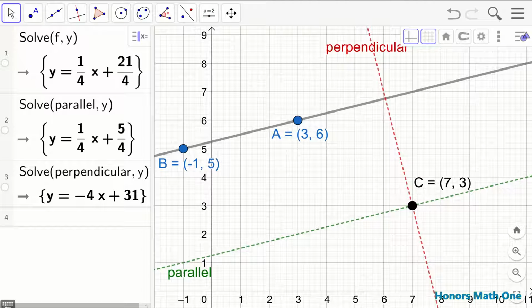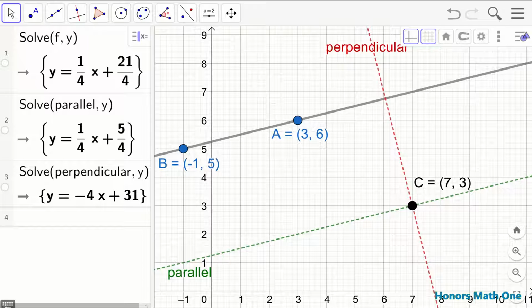Okay, I have no idea if this will be helpful or not, but what I've set up here is essentially a batting cage for slopes of lines, equations of lines that are both parallel and perpendicular through another point. And I just kind of want to explain what this is doing.